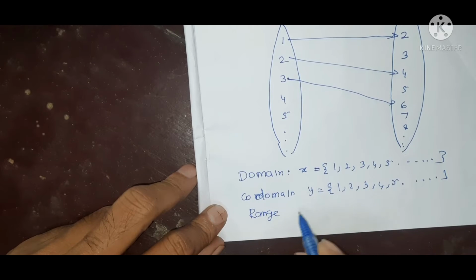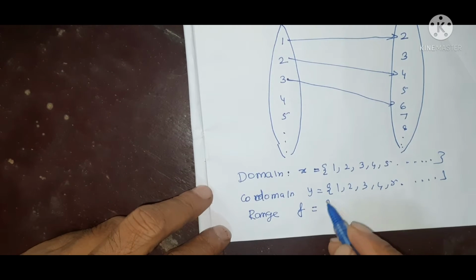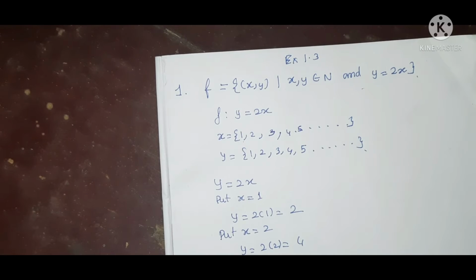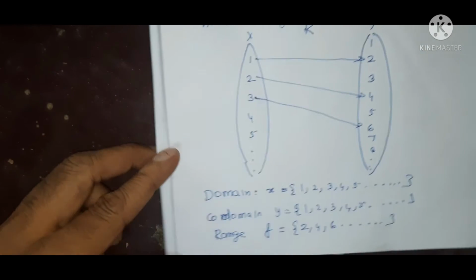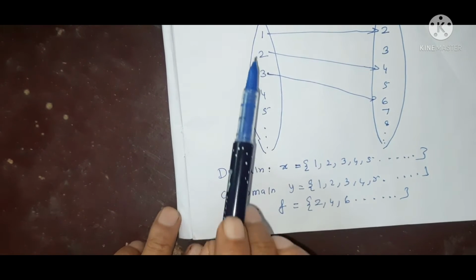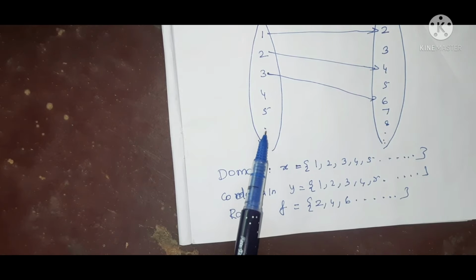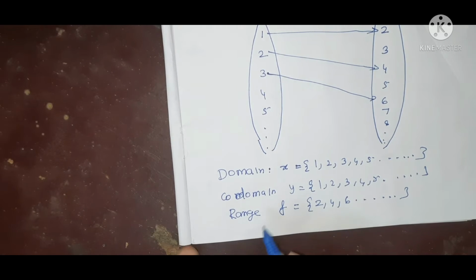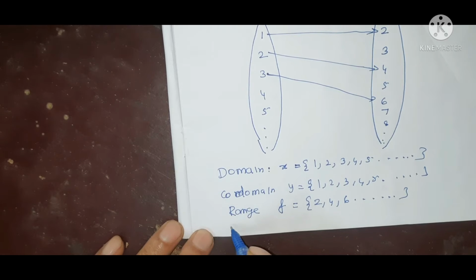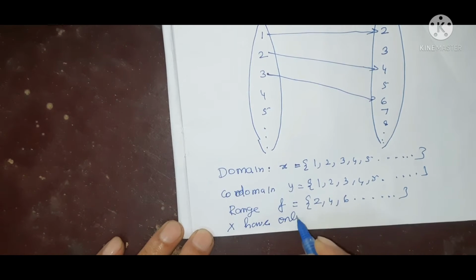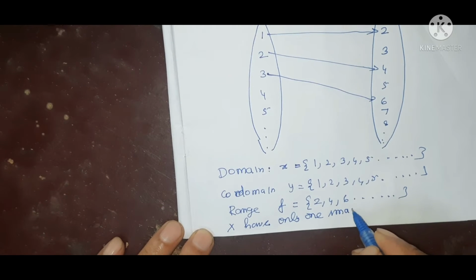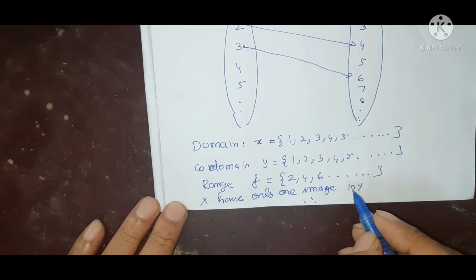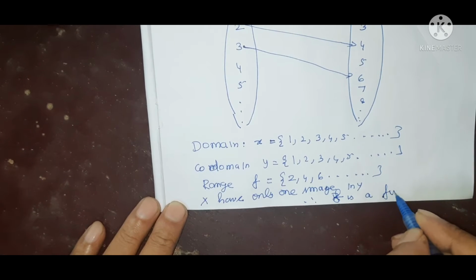The range of f is the even numbers. y = 2x, and 2 into anything is an even number, so the range is the even numbers. If every element of X has a relation with Y, then it is a function. Every element of X has only one image in Y, therefore f is a function.